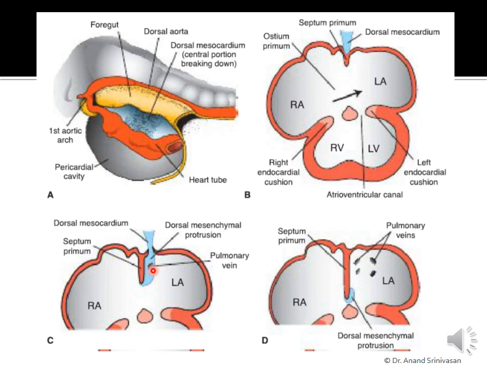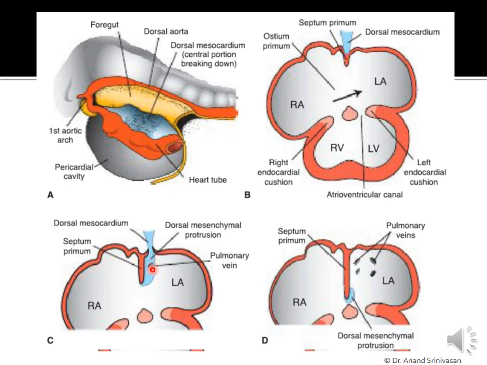The pulmonary veins come from the lungs and carry the oxygenated blood from the lungs after birth. Here the dorsal mesenchymal protrusion extends down along with the septum primum, and it also helps in forming the atrioventricular septum near the endocardial cushion bud. Apart from the endocardial cushion bud, the dorsal mesenchymal protrusion also helps in the formation of the atrioventricular septum.